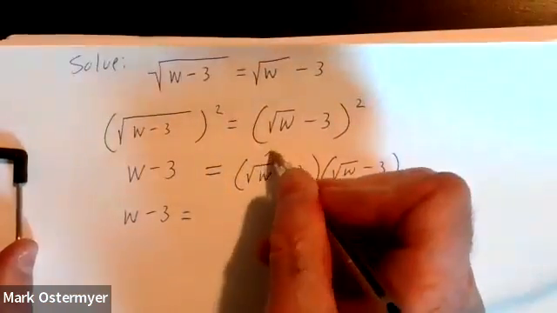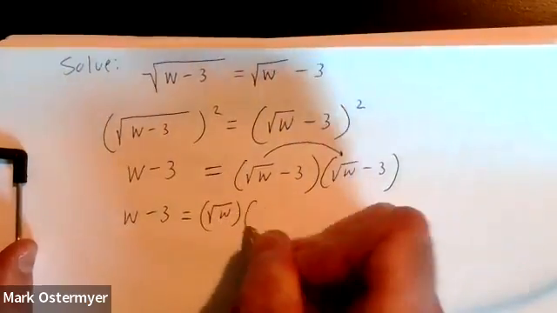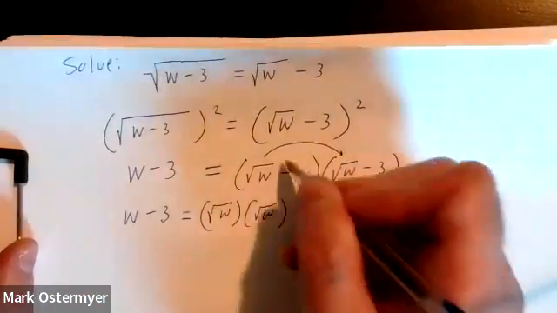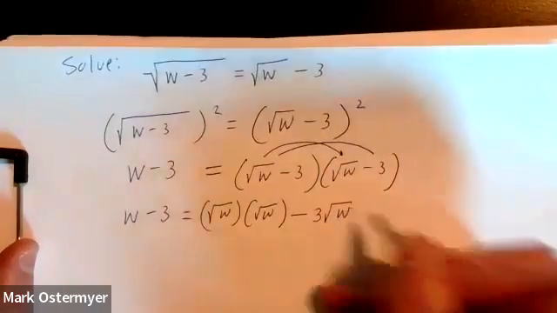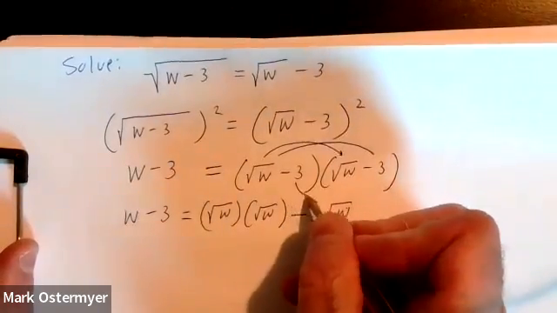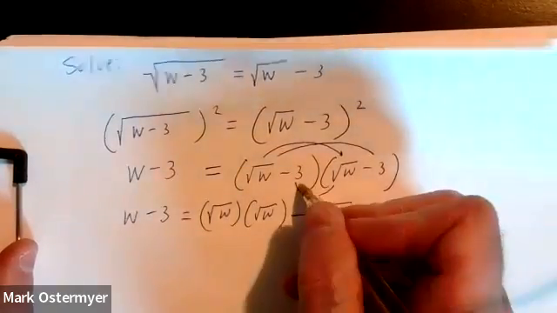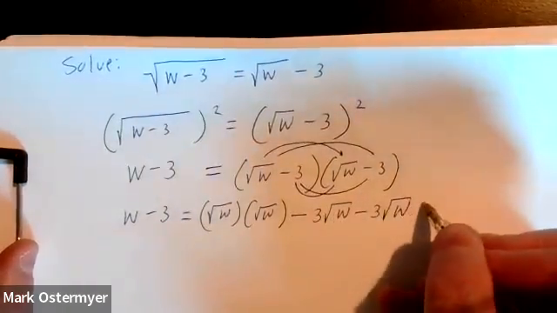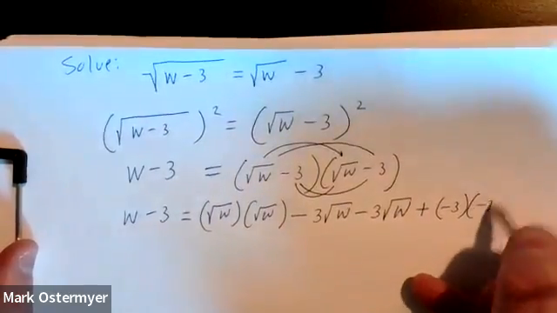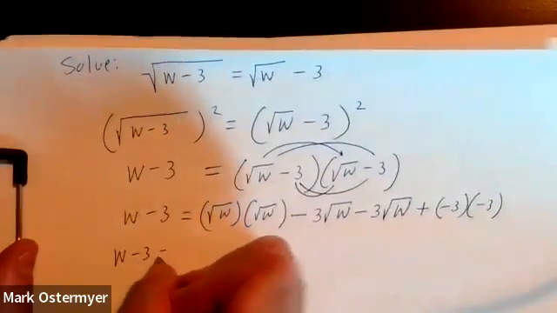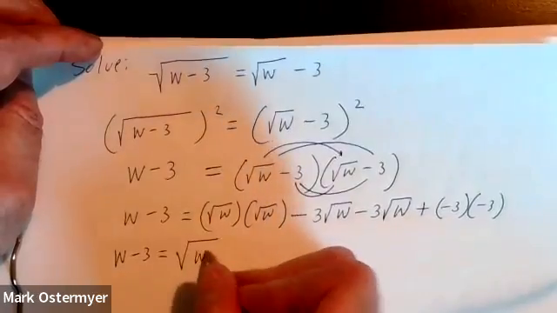So here we go. The square root of w times the square root of w. And then we've got the square root of w times negative 3, which is minus 3 times the square root of w. And then I've got negative 3 times the square root of w, which is another minus 3 square root of w. And then I've got negative 3 times negative 3, which is going to be this right here. So we've got w minus 3 is equal to the square root of w times the square root of w, which is the square root of w squared.